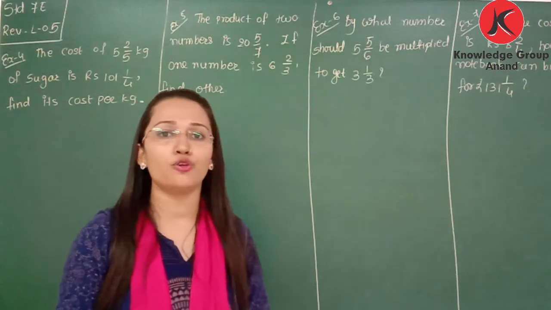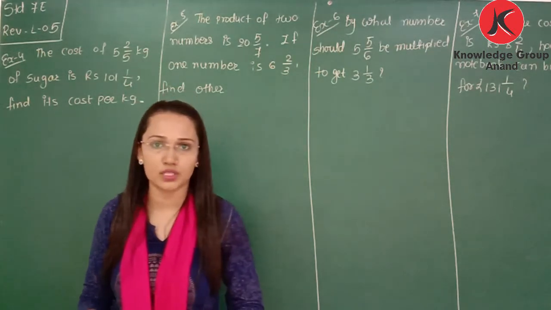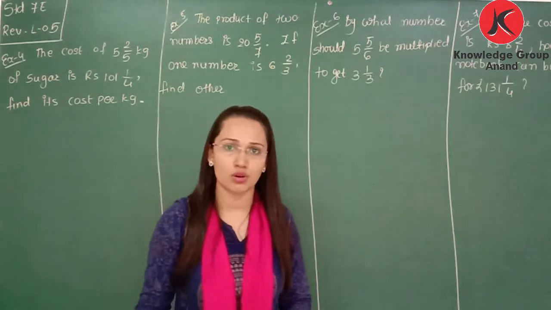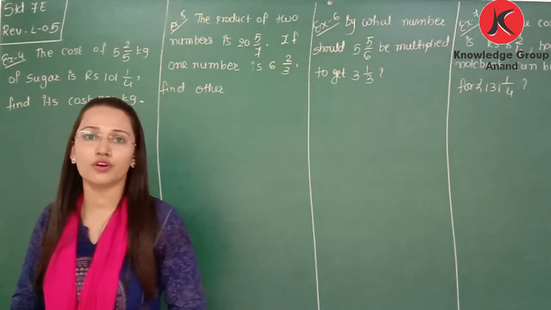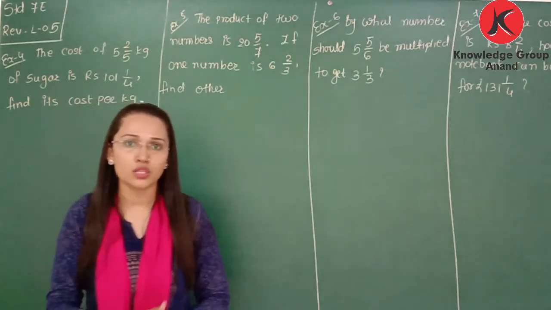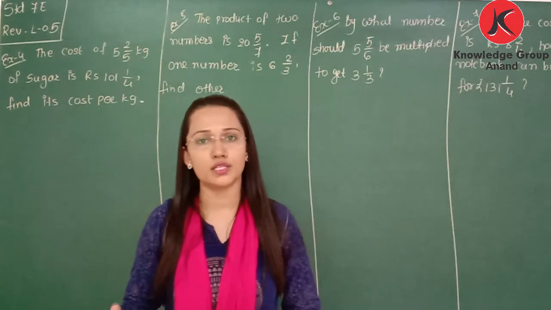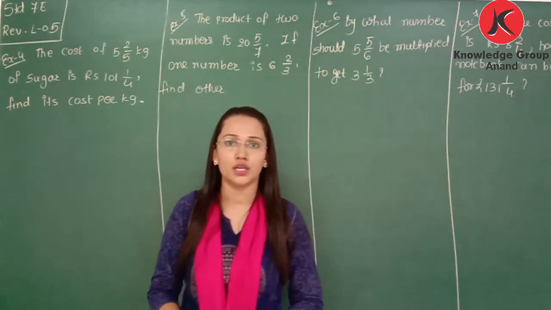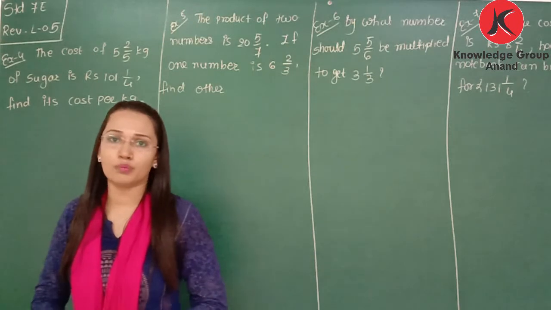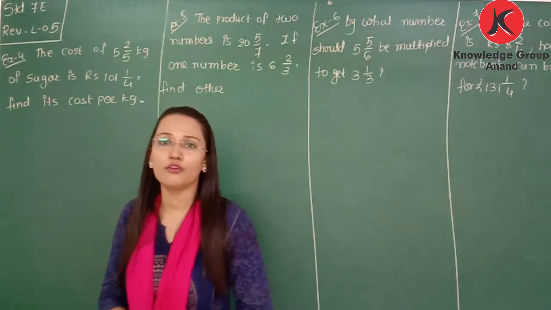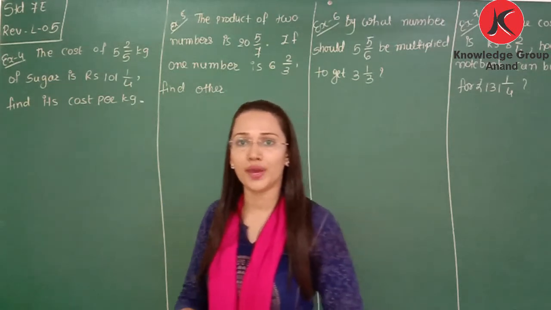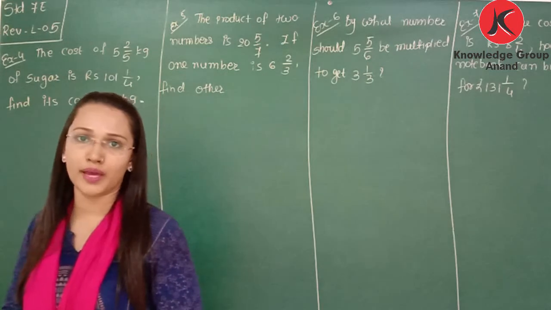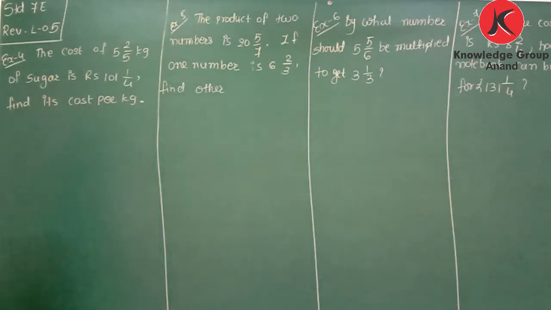If the cost of 5 kg of sugar is 100 rupees, so what is the cost for 1 kg? Per kg means we need to find the cost for 1 kg. If the cost for 5 kg of sugar is 100 rupees, then the cost of 1 kg is 20 rupees. Let's take one more simple example. If the cost of 10 pens is 20 rupees, then what is the cost of 1 pen? It is 2 rupees. So what we are performing is division.